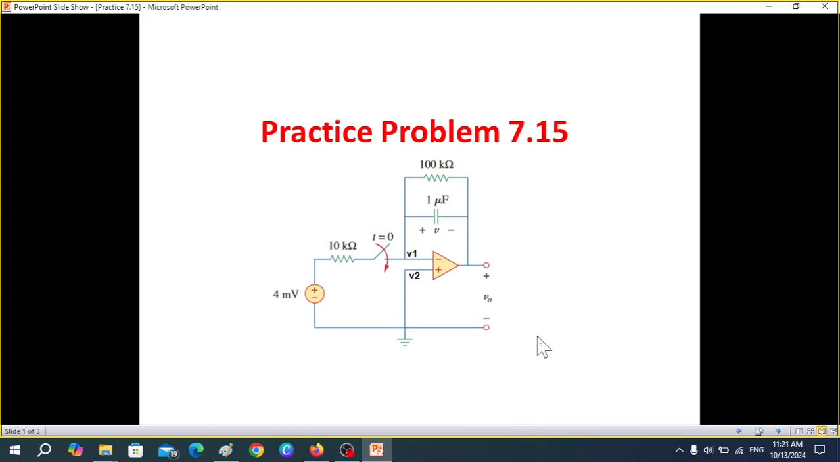Bismillahirrahmanirrahim. Today's video is about the step response of an RLC circuit, and here we'll be solving practice problem 7.15, and this is on the request of a student.